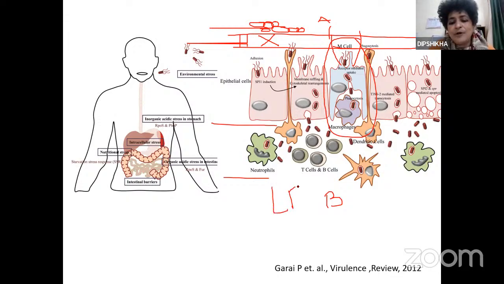Now this lamina propria, the small intestinal lamina propria, you have resident stromal cells. These are fibroblast cells. And then you have a large number of these very important cells like neutrophils, T cells, B cells, dendritic cells, macrophages. Now all of these cells, why are they there? They are there so that if any pathogen comes, they can sample it and should be able to destroy it. And that is where the immunity comes into the picture.